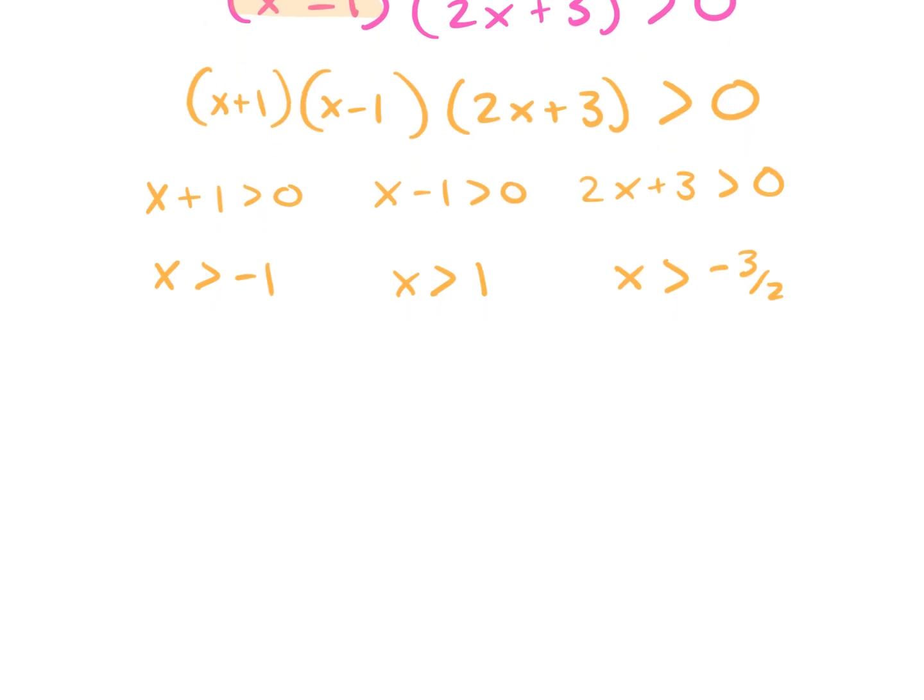Now let's put these on a number line. What's smallest? -3 over 2 is smallest. If we divide 3 by 2, we get -1 and 1/2. So that would be our smallest number. So -3 over 2. If we divide 3 by 2, it goes in 1 with 1 left over. Then we have -1 and +1.